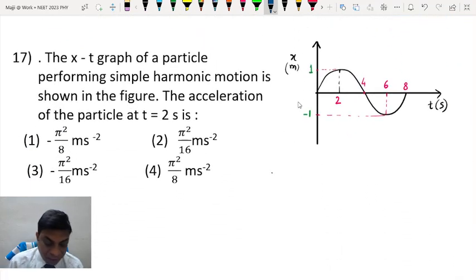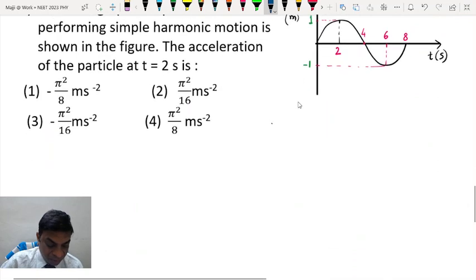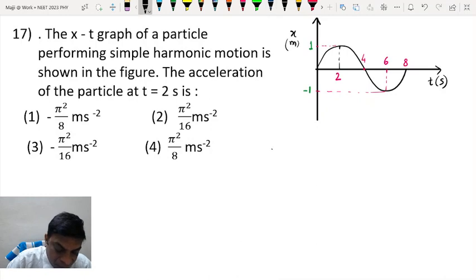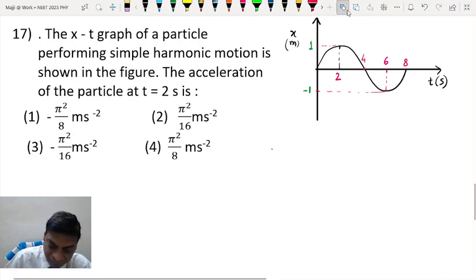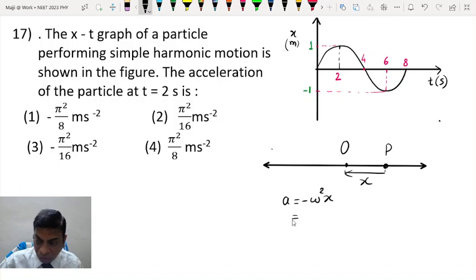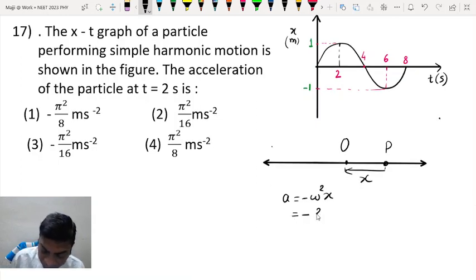The x-t graph of a particle performing simple harmonic motion is shown in the figure. Find the acceleration of the particle at t equal to 2 seconds. Now students, you know that for a particle undergoing SHM, the acceleration at a position x is given by a equal to minus omega square x. This is the formula. And omega can be written as 2 pi by period of oscillation.